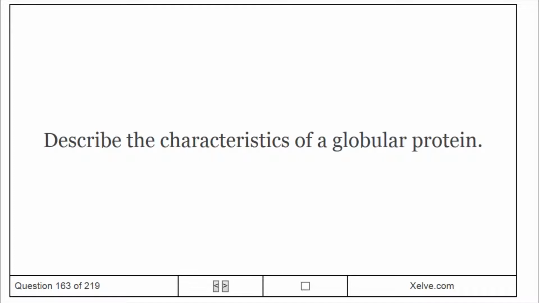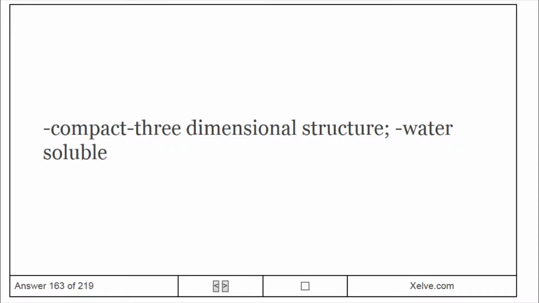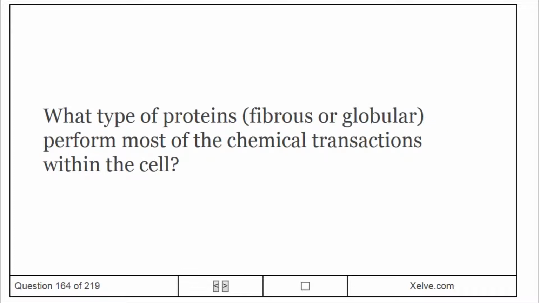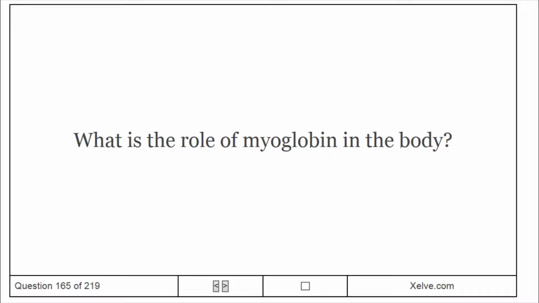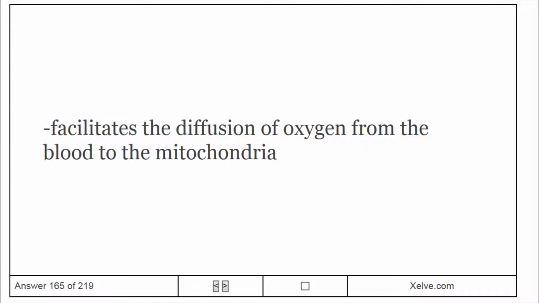Describe the characteristics of a globular protein. Compact three-dimensional structure, water-soluble. What type of proteins perform most of the chemical transactions within the cell? Globular proteins. What is the role of myoglobin in the body? Facilitates the diffusion of oxygen from the blood to the mitochondria.